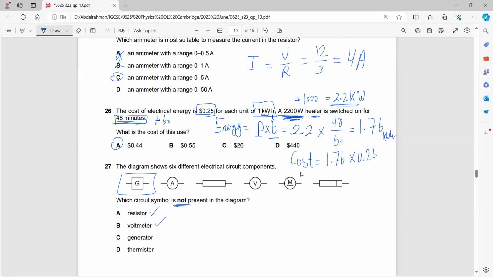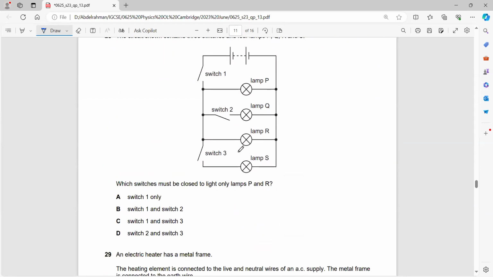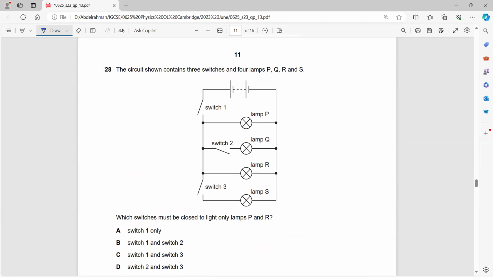Again, do you have a thermistor? No, I don't have a thermistor. This is the heater, not a thermistor. So the only one not present is the thermistor. Question 28.